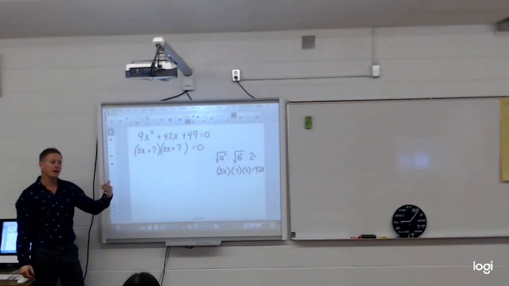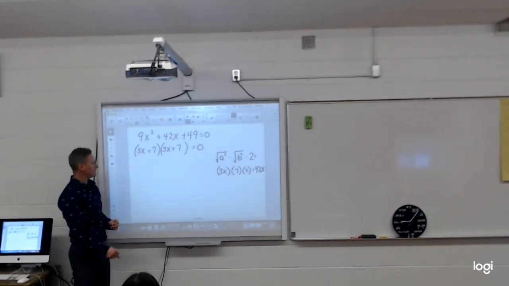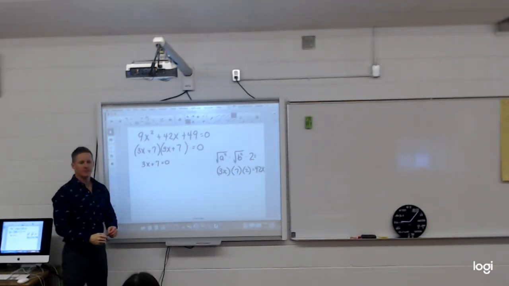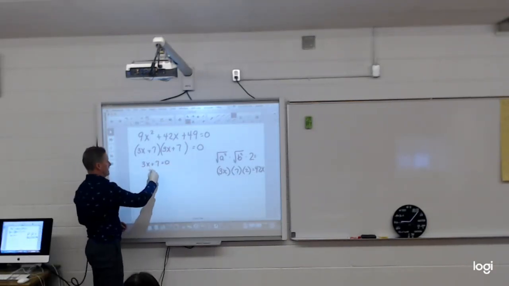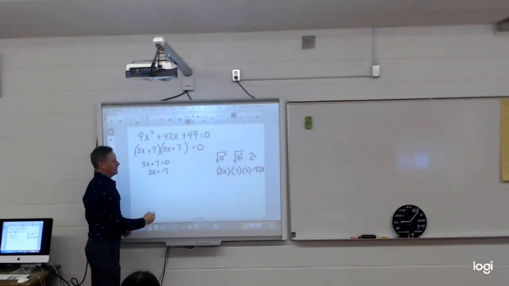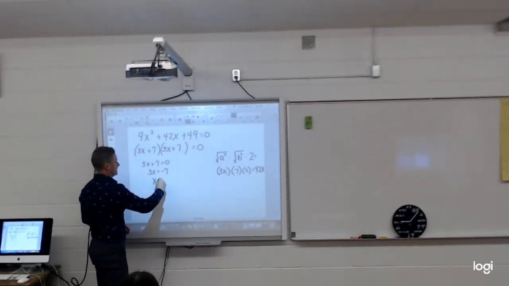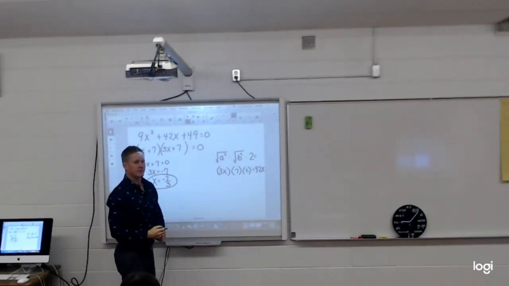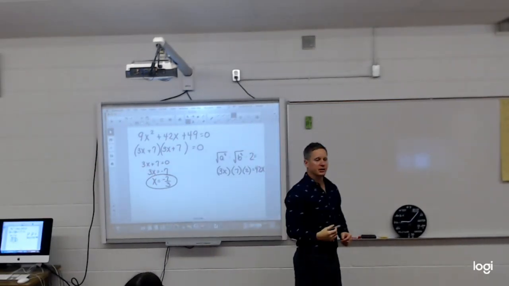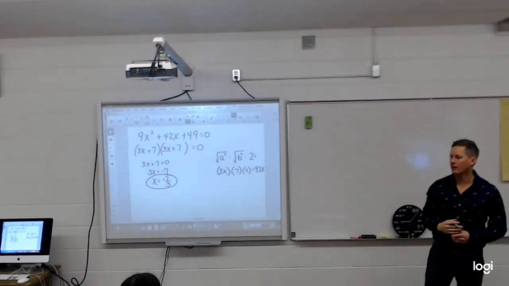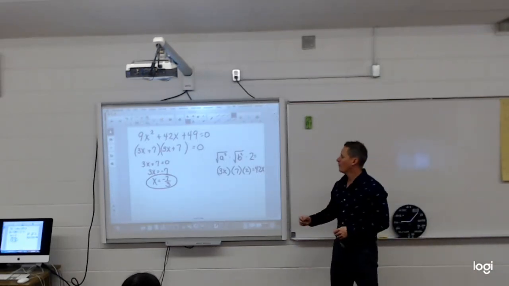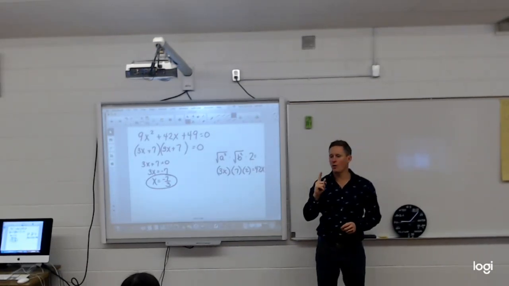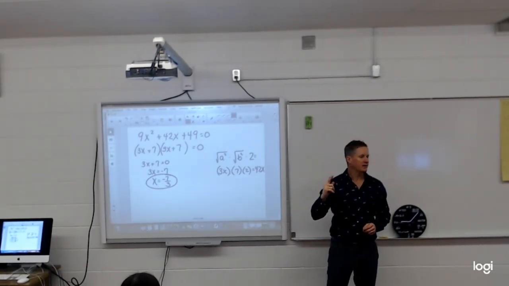Now, I'm not done with the question. I have to solve it. So I have 3x plus 7 equals 0. 3x equals negative 7. X is equal to negative 7 over 3. There's my solution. Now, George just asked, do I have both solutions in the last question? The answer is yes. What has occurred in this solution? I only have one, which means that where is the vertex of this graph?